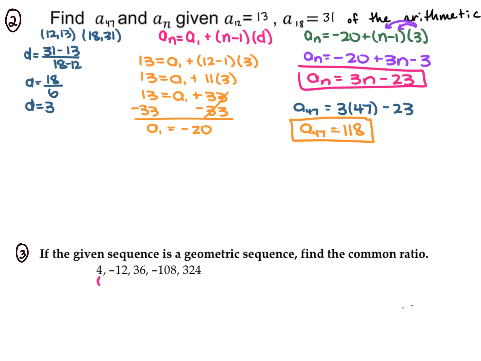So if we multiply 4 by negative 3, we get the negative 12. Negative 12 times negative 3 is the 36, and so on. So our common ratio, or r, is negative 3 in this case.